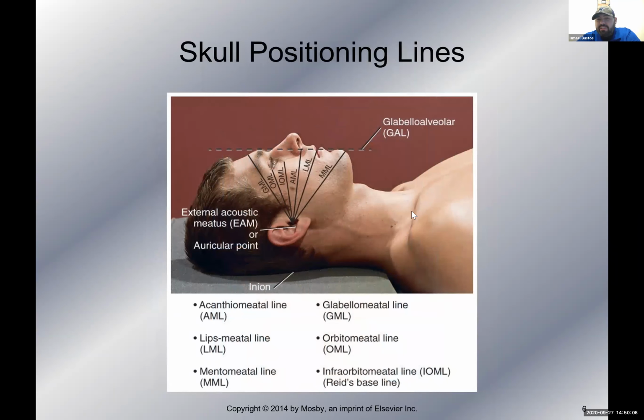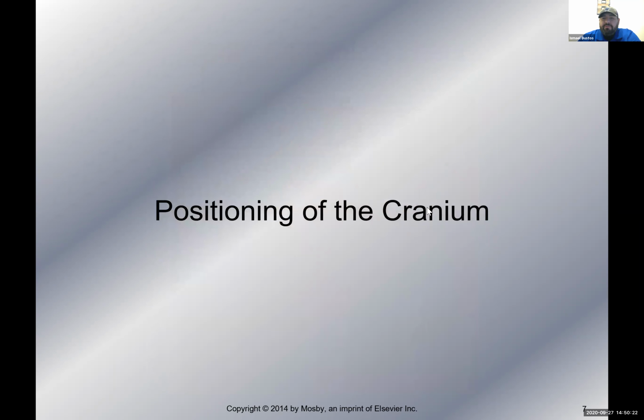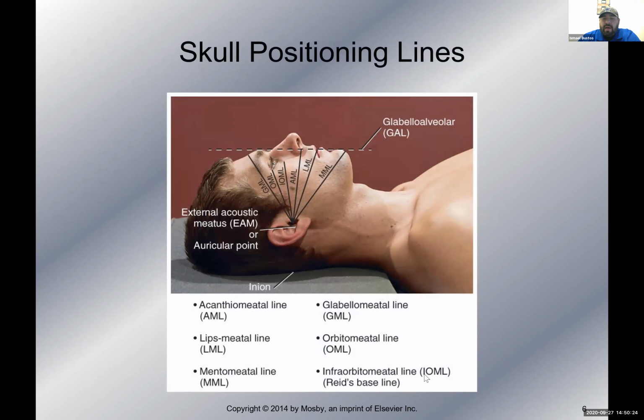All right, again, our positioning lines, all very important. Make sure you know them. Make sure you know how to figure out where they are so that way you can see if they're perpendicular or parallel to whatever image receptor or CR that we need it to be. One thing I wanted to mention for the IOML is that it does have a secondary name, Reid's baseline. So you may see it called Reid's baseline, but it's just referring to the IOML. So make sure you know that.